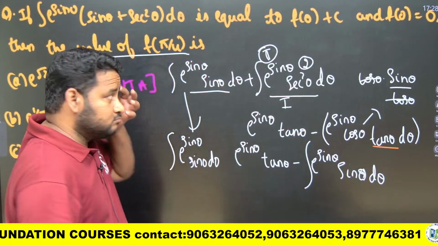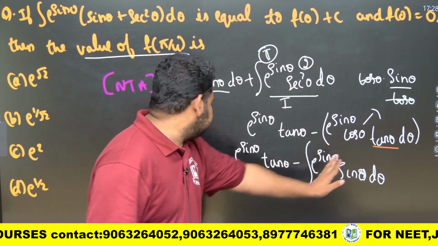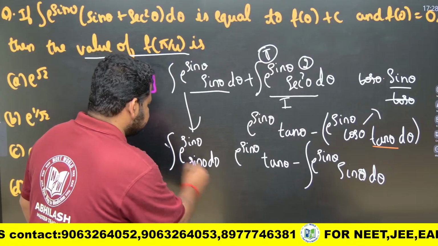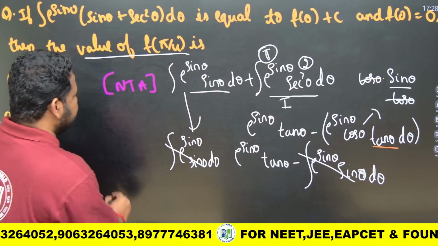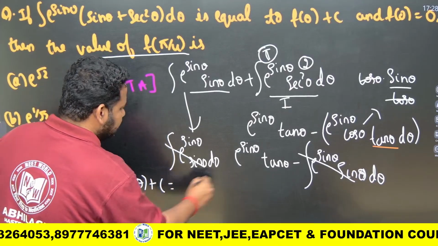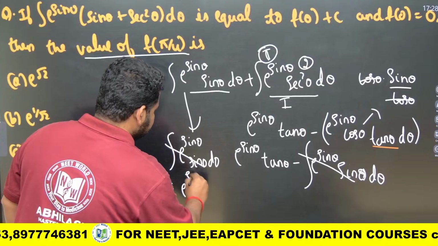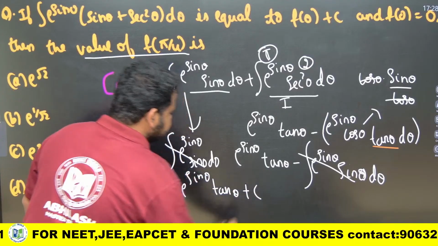Now see here, this is e power sin theta d theta. This is minus e power sin theta d theta. This is the same as this, along with a negative sign, so I can cancel. So what do I have? f of theta plus c is nothing but equal to e power sin theta tan theta plus c.